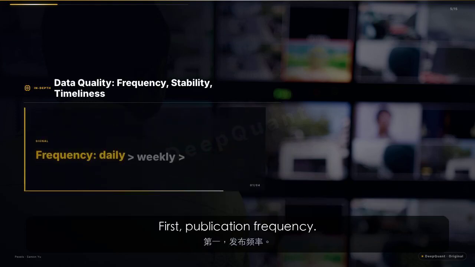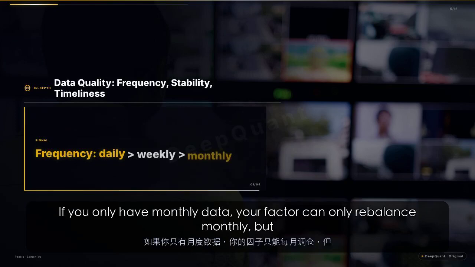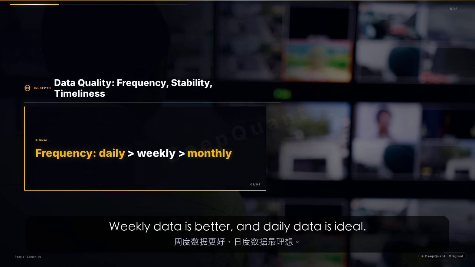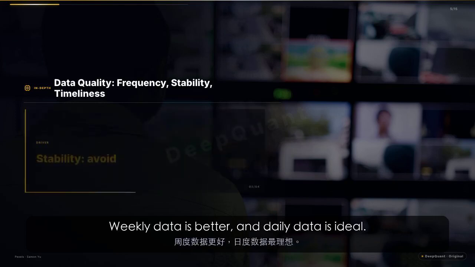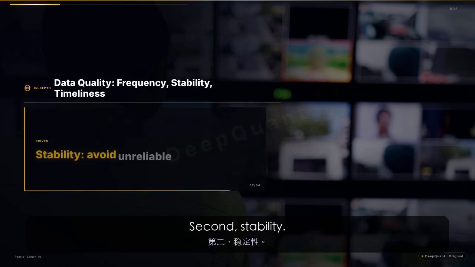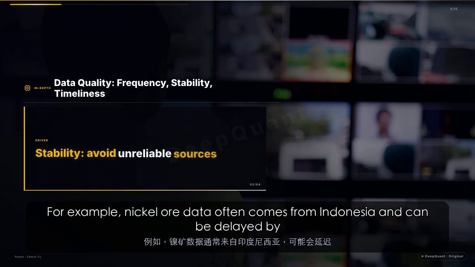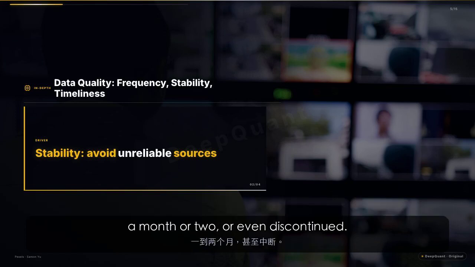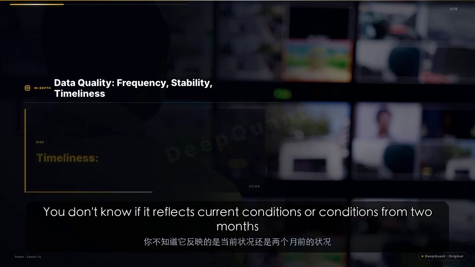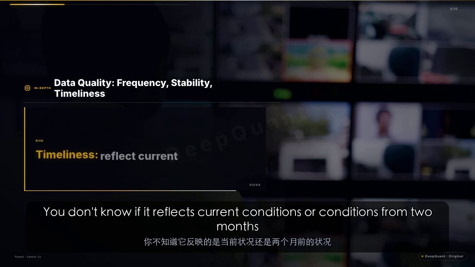First, publication frequency. If you only have monthly data, your factor can only rebalance monthly, but futures markets move quickly. Weekly data is better, and daily data is ideal. Second, stability. Some data sources are unreliable. For example, nickel ore data often comes from Indonesia and can be delayed by a month or 2, or even discontinued. You don't know if it reflects current conditions or conditions from 2 months ago.